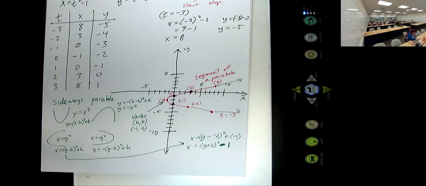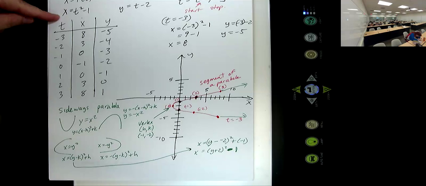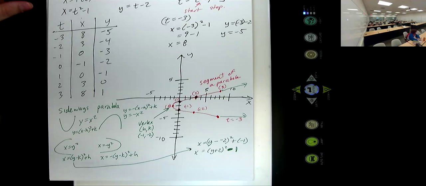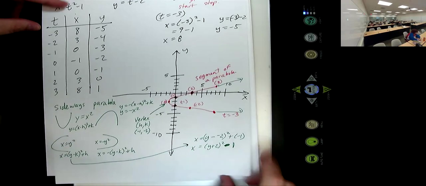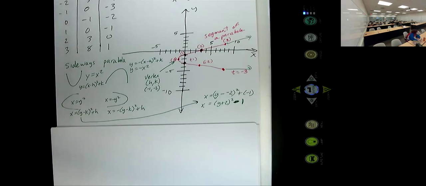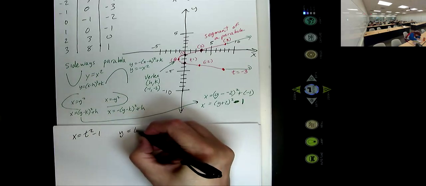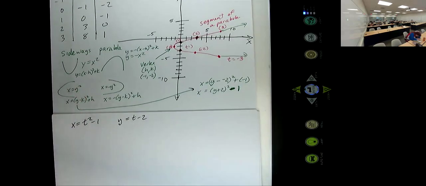I hope it's called a segment. A segment is a portion of a line; we don't usually talk about portions of a parabola. But a line segment is a line that doesn't go on forever. Let's see if we can get this equation, starting with this up here. Okay, how's that sound? Let's see if we can connect what the algebra says with what we had. I'll rewrite the equations that we started with: x equals t squared minus 1, and y equals t minus 2. So if you want to put them together.